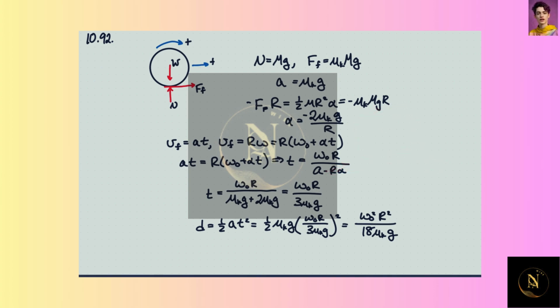And in fact, if mu k goes to 0, then this goes to infinity, right? Because basically, if mu k is 0, it's just going to sit there and spin, right? Because there's no friction to cause it to accelerate. So it's just going to sit there and spin, which means that t is going to go to infinity, and d is also going to go to infinity. Well, basically, it just says it would take an infinite distance because it takes an infinite time.